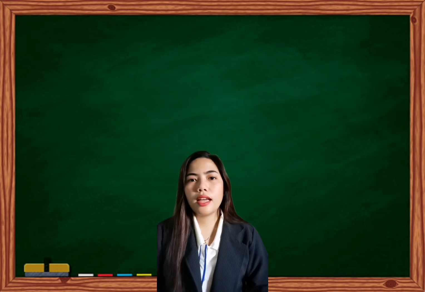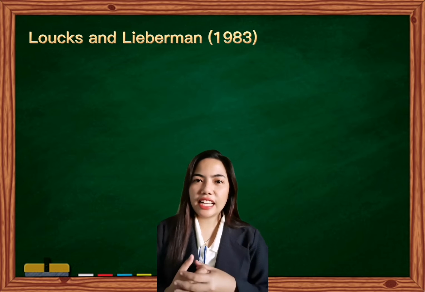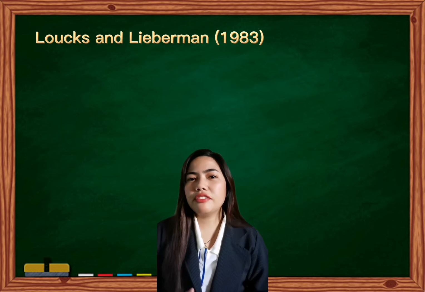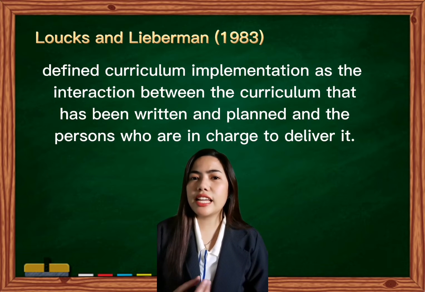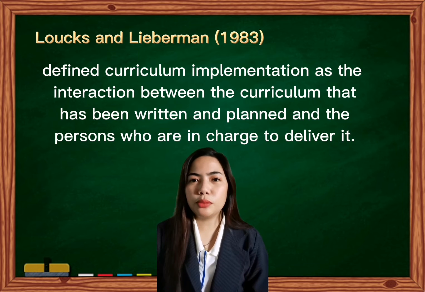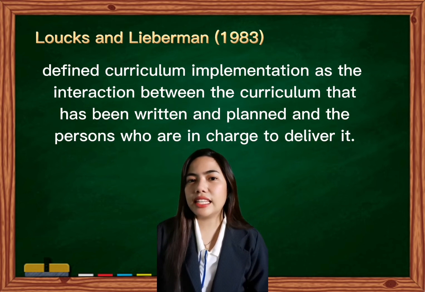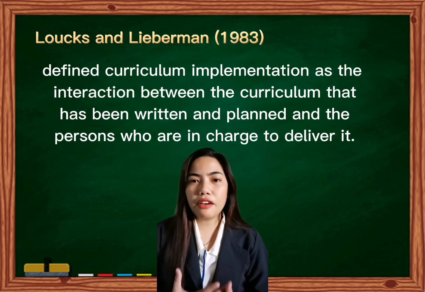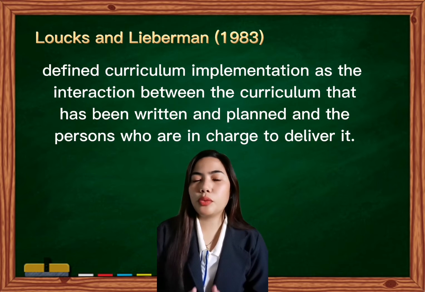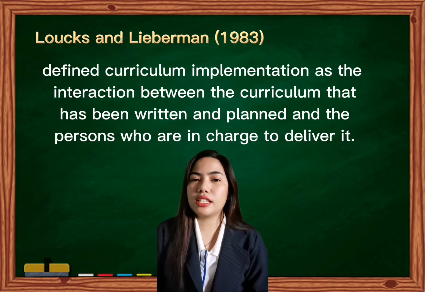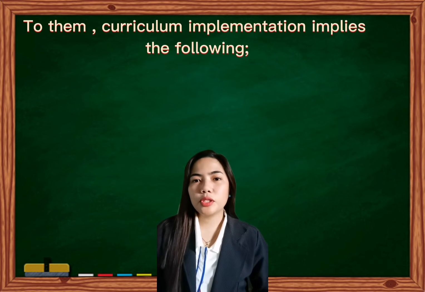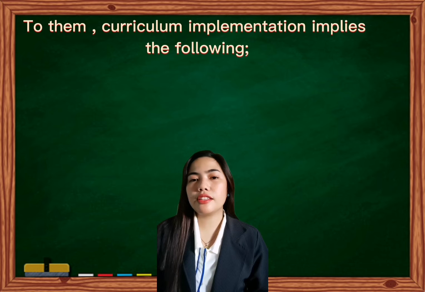the society. According to Ornstein and Hunkins in 1998, curriculum implementation is defined as the interaction between the curriculum that has been written and planned and the persons who are in charge of delivering it. The efforts and success of the implementation lie in the hands of the teachers. So to them, curriculum implementation implies the following.